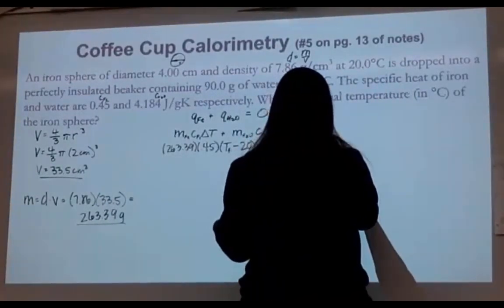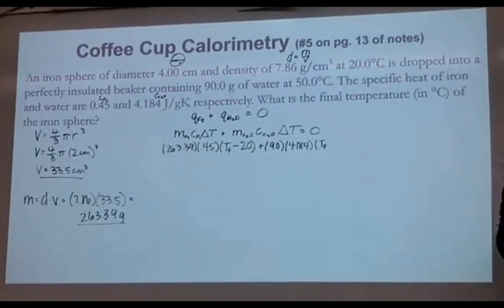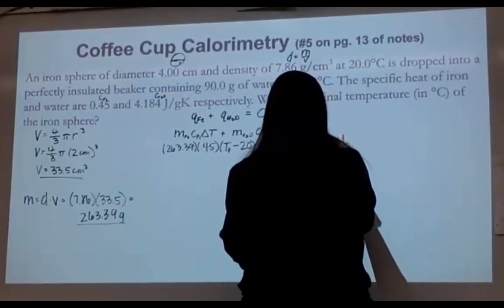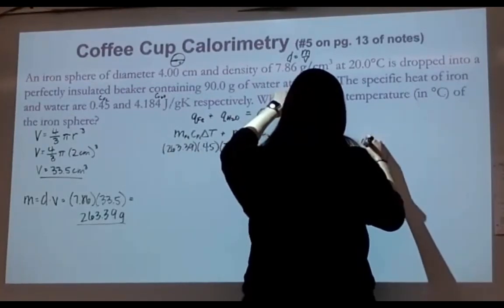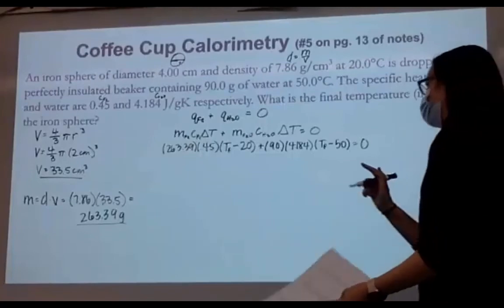Now again, delta T is final minus initial. I don't know the final. Final temp of both is the same because they're in the same container. Initial temp of water is 50 degrees. Now this becomes a giant algebra problem. So, I'll show you how I did it. If you had a little bit different of a way of doing it, that's fine.